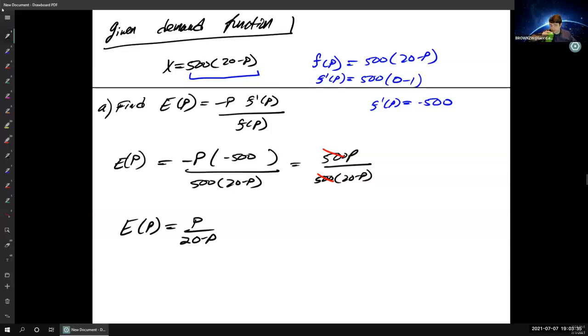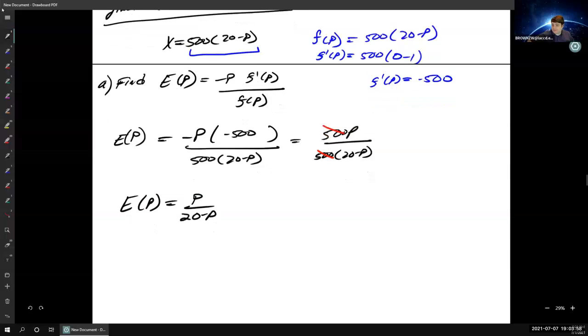Any questions on that? And the p's cannot cancel out, correct? Correct, because that subtraction there, we can't break up a subtraction in the denominator. Okay, thank you. Okay, now to actually use this thing.